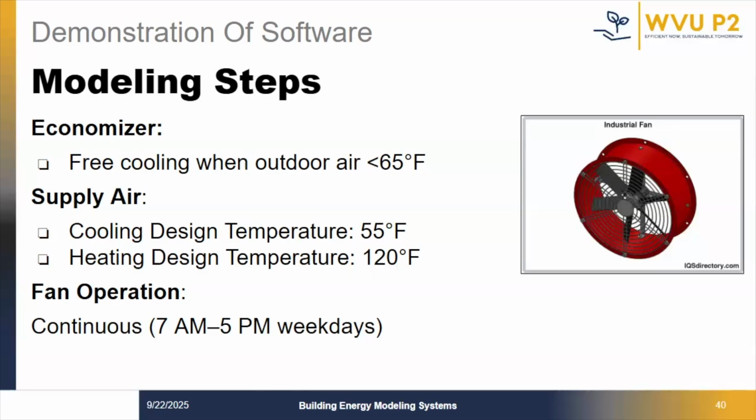In the unoccupied mode, the cooling set point is set at 82 degrees Fahrenheit, which is less aggressive cooling than when the space is occupied. The heating set point is set at 64 degrees Fahrenheit due to unoccupied mode, which is less aggressive heating when the space is unoccupied.